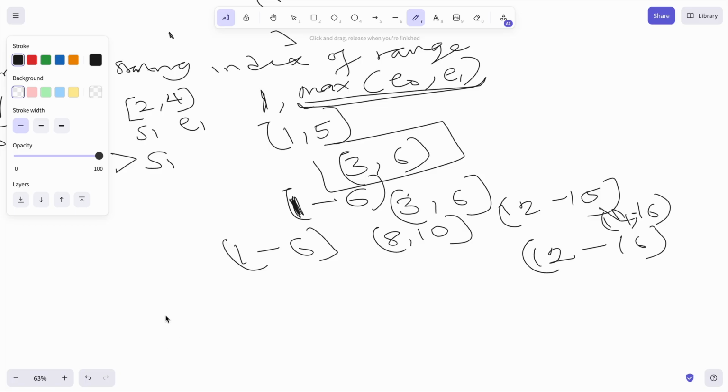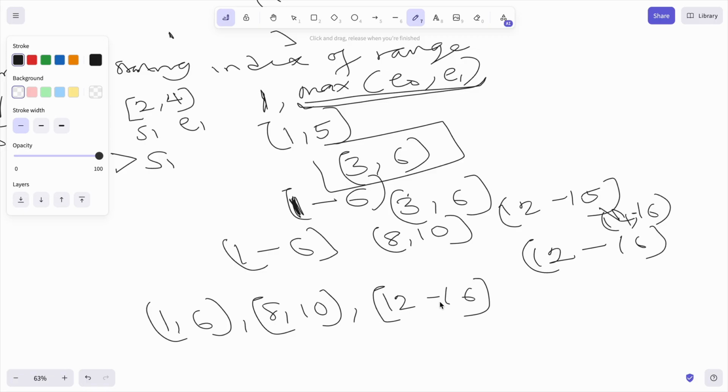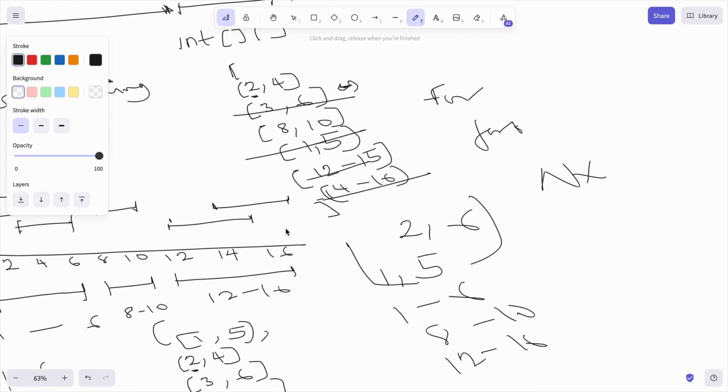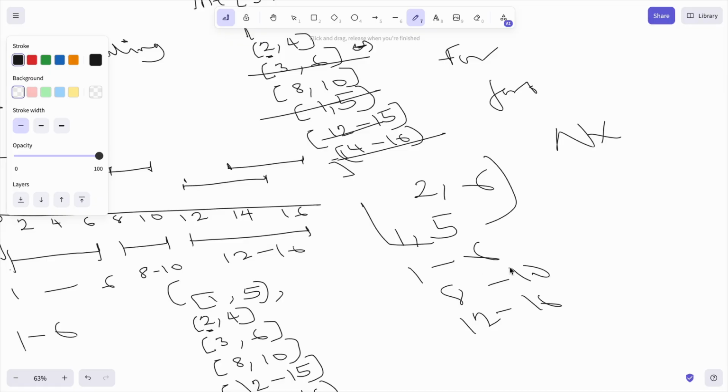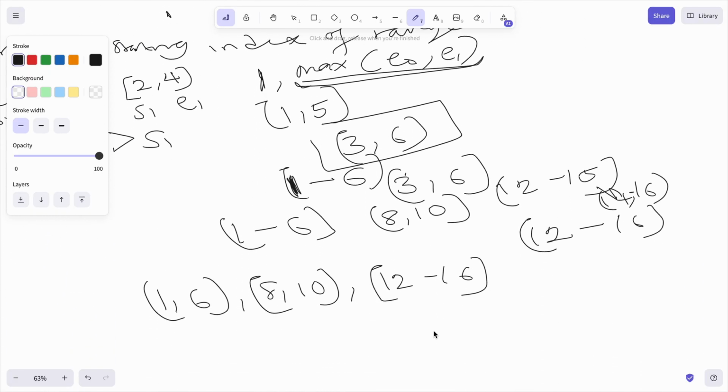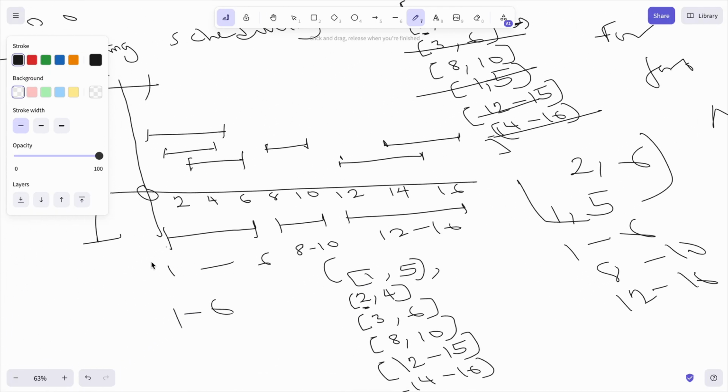So you can see at the end of the day, we end up with an output of 1, 6, 8, 10, and 12, 16. My voice is a little bit bad. Now, if you compare this answer with the answer we got from the naive approach, it is exactly the same thing: 1, 6, 8, 10, 12, 16. That's exactly what we got from the visual analysis of the ranges.